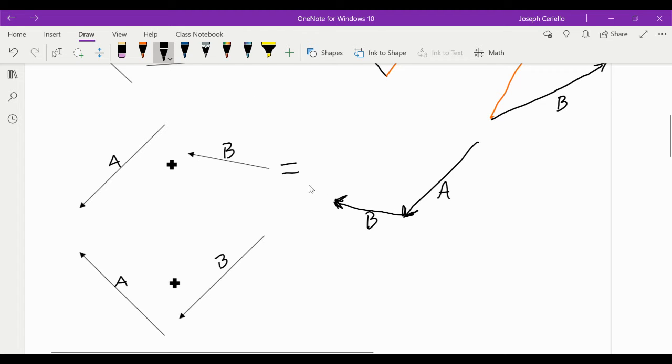Now check your work. You can't make mistakes if you check your work. So is A pointing the same direction it was before? Yes. Is it about the same size? Yes. Is B about the same size? Is it about the same direction? Yes. Are they tip to tail? Yes. So my resultant just goes from the tail of the first vector to the tip of the second vector.